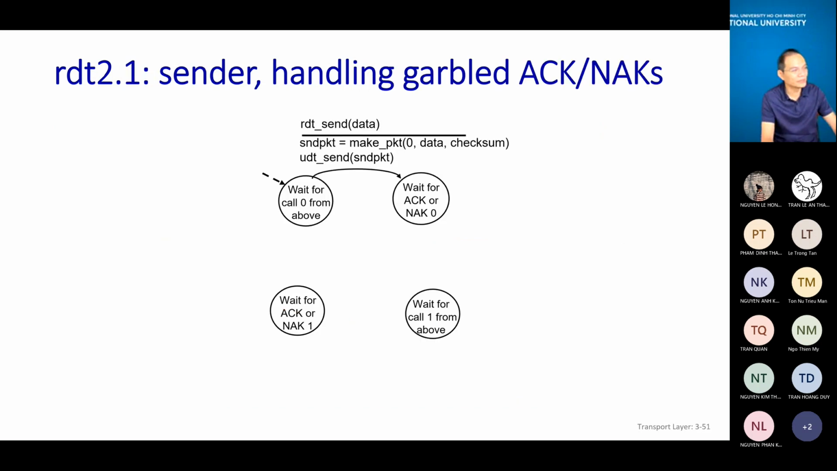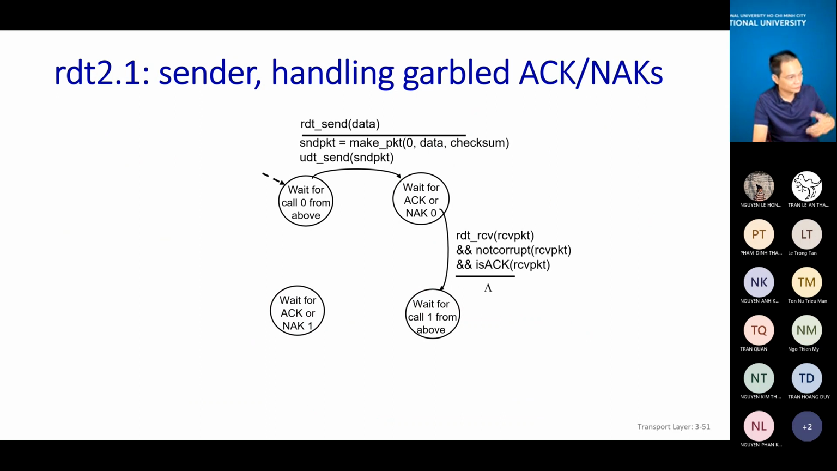Here is the action, right? So we're going to send, and remember we send with a checksum. And then the sender: when the sender receives a packet and it's not corrupt, and it's also an ACK packet, we do nothing and we wait for a call. Wait for a call.